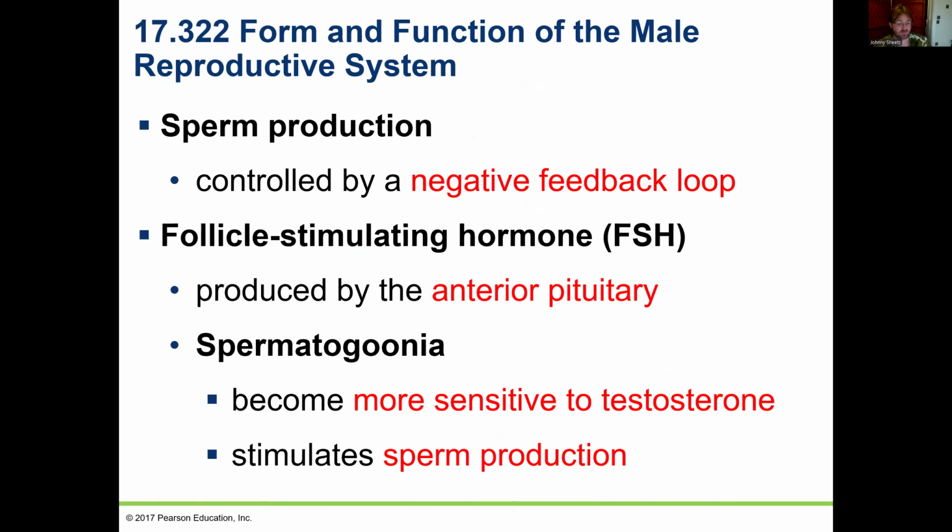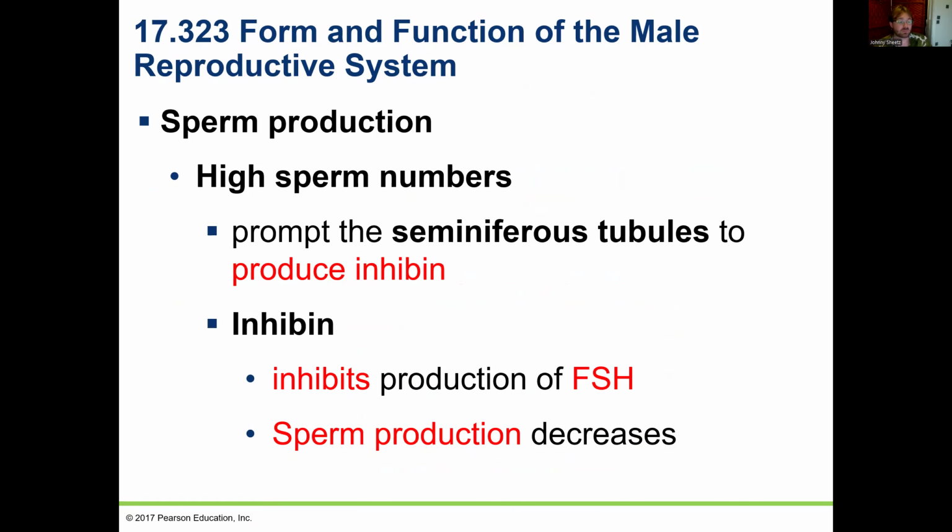Well, that's okay. So high sperm numbers are going to prompt the seminiferous tubules to produce inhibin. Inhibin is going to inhibit the production of follicle stimulating hormone, which is in turn going to reduce sperm production.